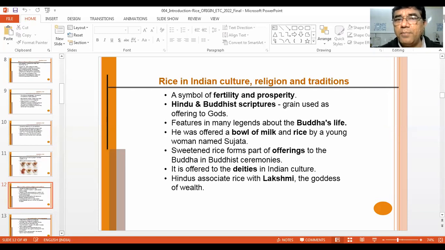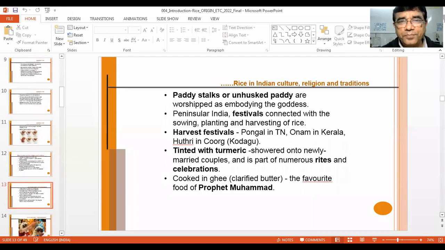And it features in many legends about the Buddha's life. You must be knowing about the story of Buddha. He was offered a bowl of milk and rice by a young woman named Sujata, kheer. Sweetened rice forms part of offerings to the Buddha in Buddhist ceremonies. It is offered to the deities in Indian culture, like goddess Lakshmi, goddess of wealth. We offer rice to the goddess. So it is used in religion in India.